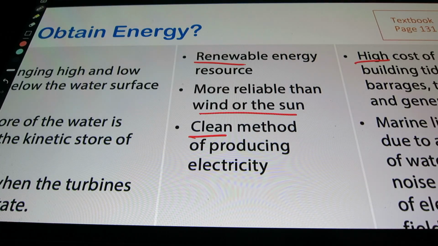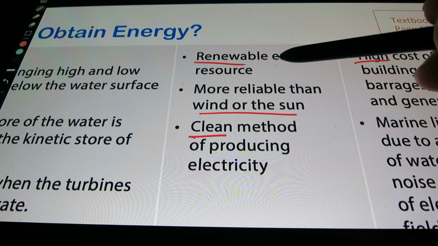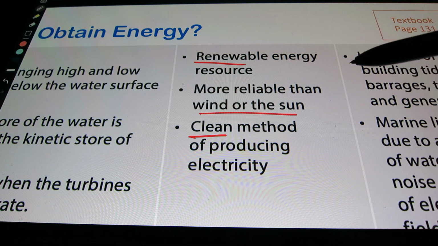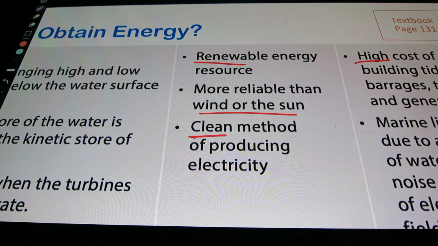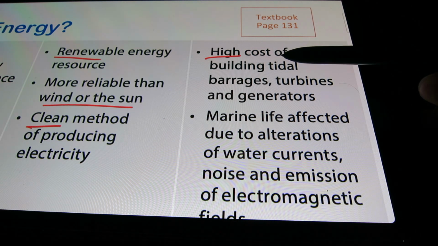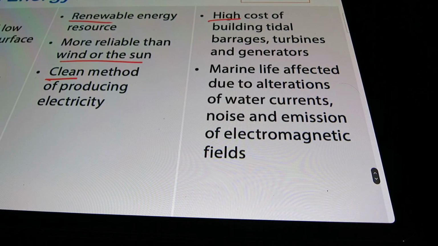Now, because we have a cycle of high tides and low tides, it is renewable because our tides will always be there. It is definitely more reliable because we always have high tides and low tides. It's clean. However, the negative effects are that it's expensive to build these tidal barrages or turbines. At the same time, because of the large mass that you're going to put into the sea so that you can harness the energy of the tides, the marine life in the area will be affected by the changes to the water current and the noise. So that is tide.